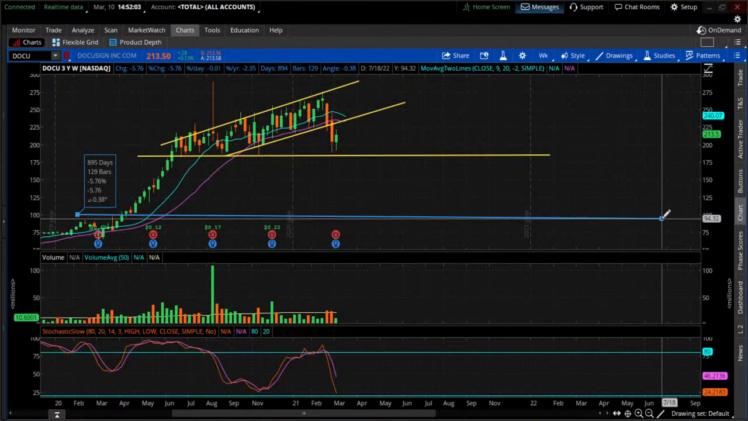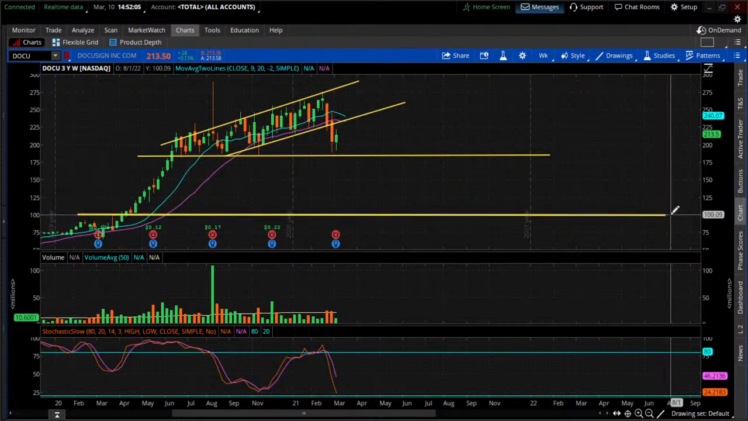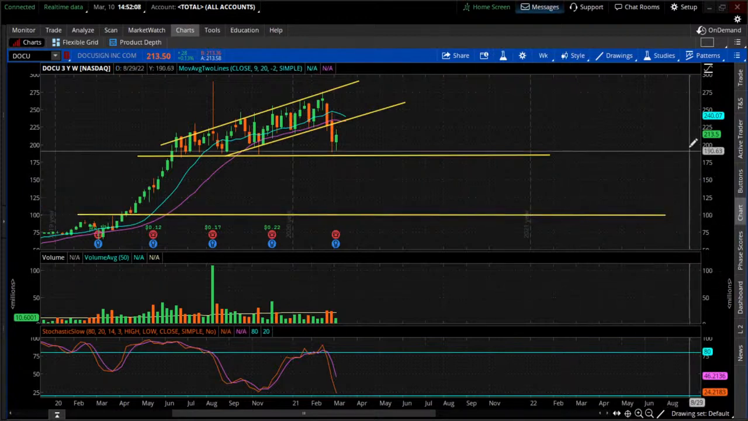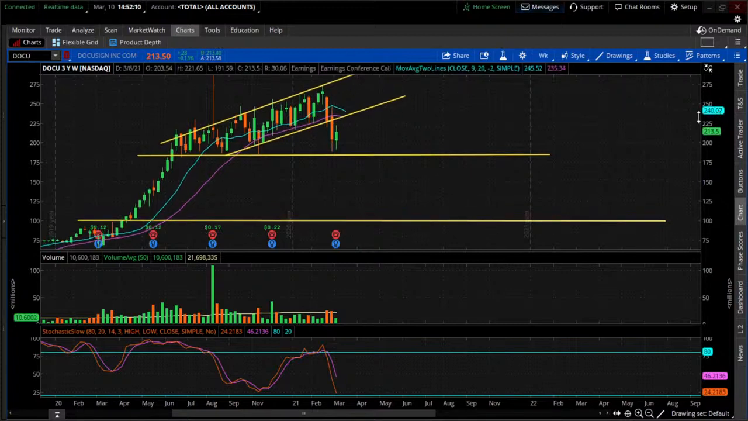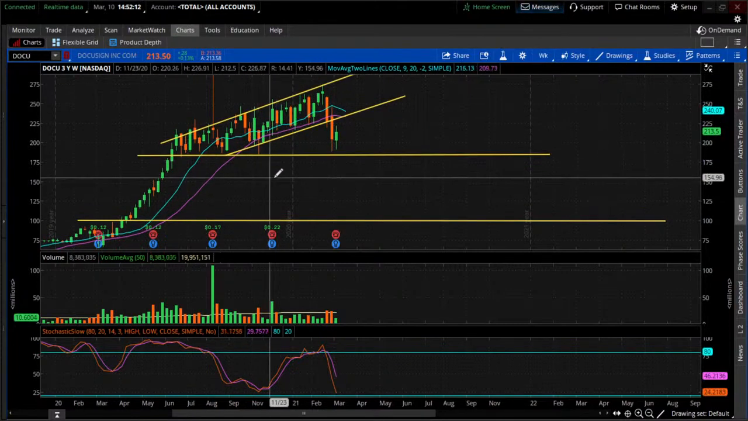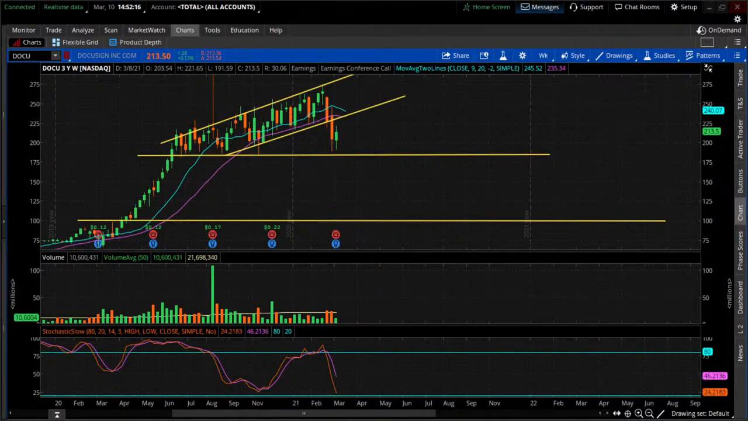Yeah, I'll go ahead and draw it. I see some other supports, but they're weak. I think we go way down to 100. So this level right here, it really needs to hold. It really needs to hold. Right there.